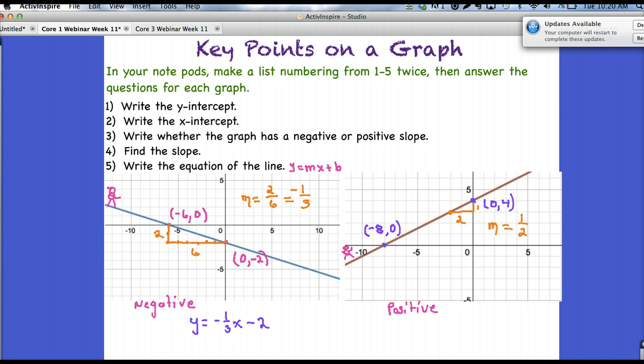Okay, so now I can write the equation of the line. So the equation of this line is going to be y equals my slope, which is 1/2 x, plus my y-intercept, which we said was positive 4. Okay.